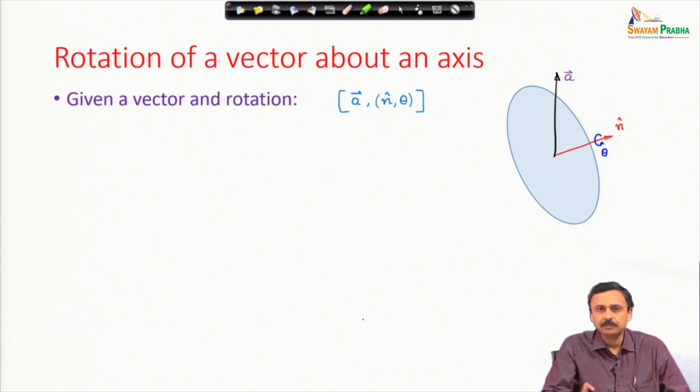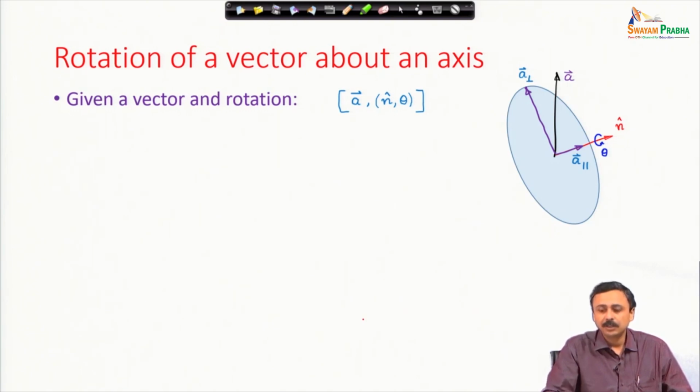A will have some projections on the surface and along n; A is not on the surface. If I project A on the surface and on n, which we were doing already, then I get A parallel and A perpendicular. Now, if I rotate about n, the direction n, by an angle theta, which vector will rotate?